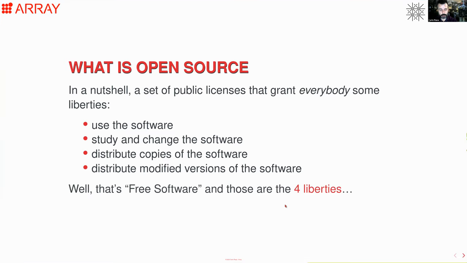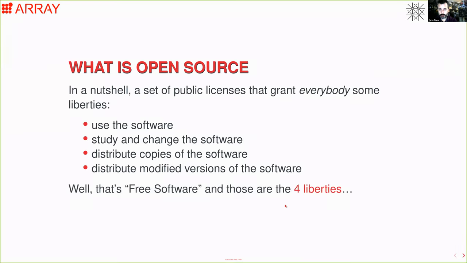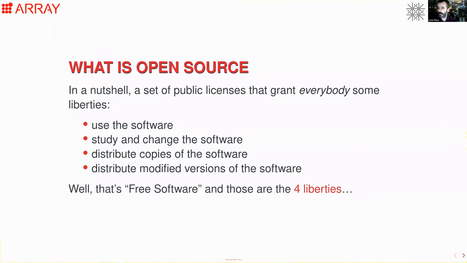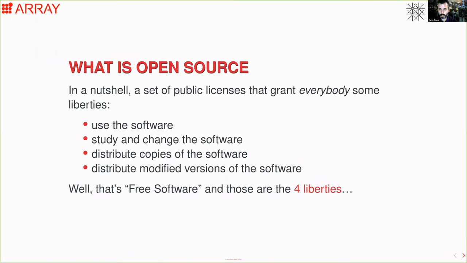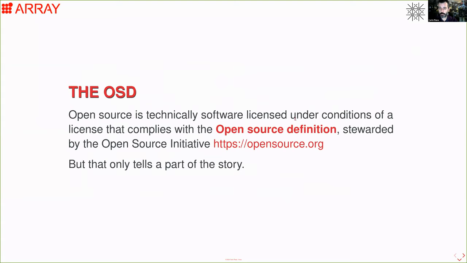Actually, these are the four freedoms of software, as they have been published by the Free Software Foundation. There is another way to define it. Sometimes I say free software, sometimes I say open source. They are roughly the same thing, so there is no scope to distinguish them. But open source literally means software which is under a license approved by the Open Source Initiative according to the Open Source Definition.